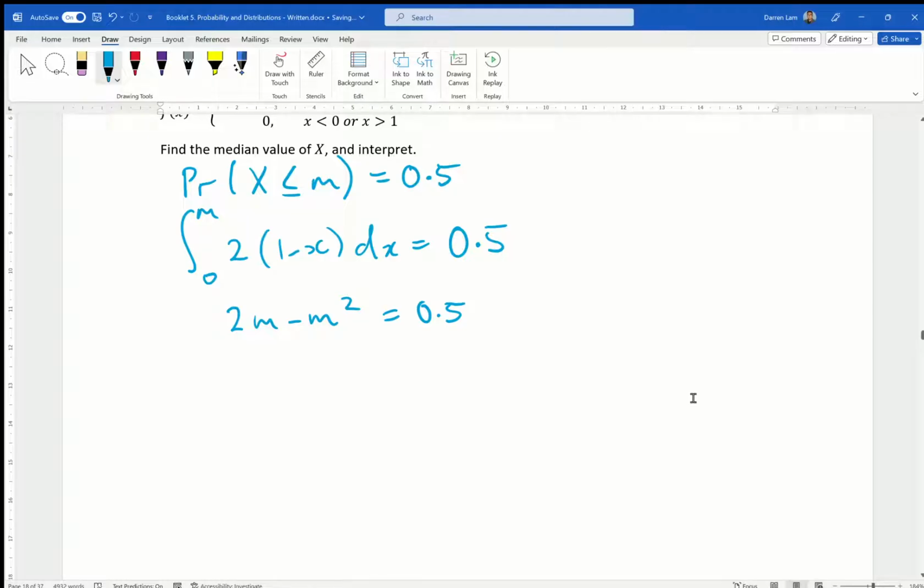At this stage, you'd use a calculator, because I don't think anyone in this classroom, myself included, can do that in my head. So the answer ends up being m equals 0.293 or 1.707.